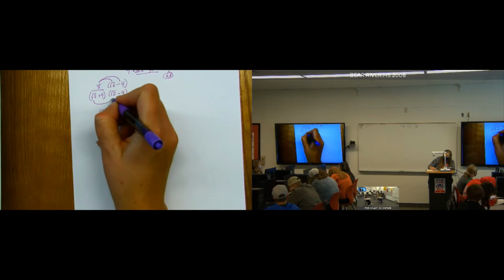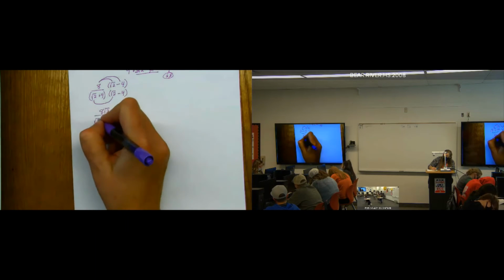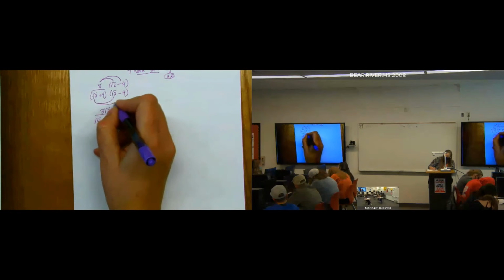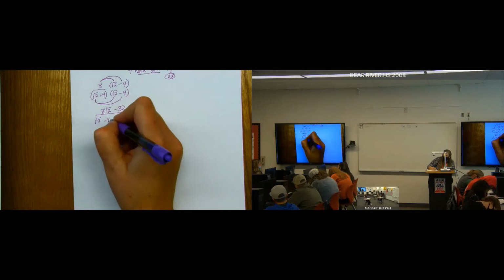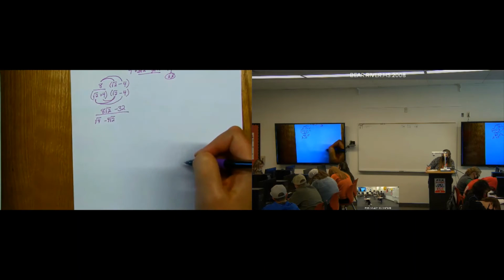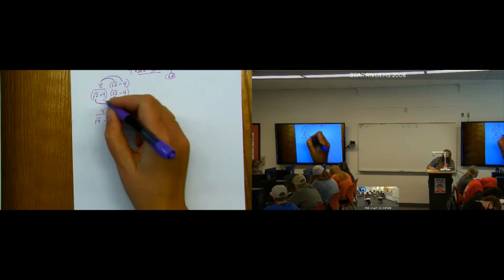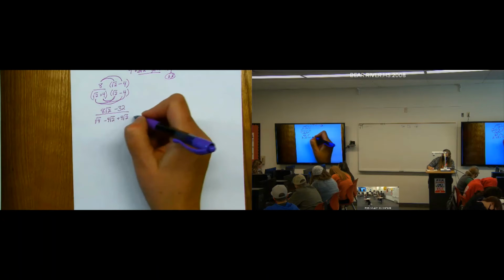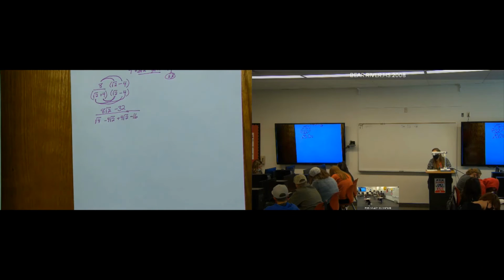Square root of 2 times square root of 2. Square root of 4. Square root of 2 times negative 4. Negative 4 square root of 2. 4 times the square root of 2. 4 square root of 2. 4 times negative 4. Negative 16. Okay, so you can do it. See, I told you you could.